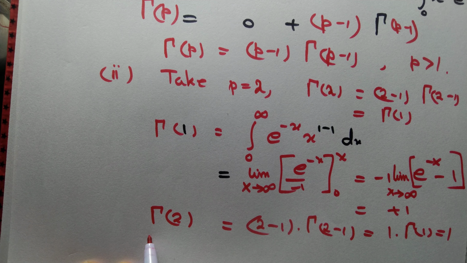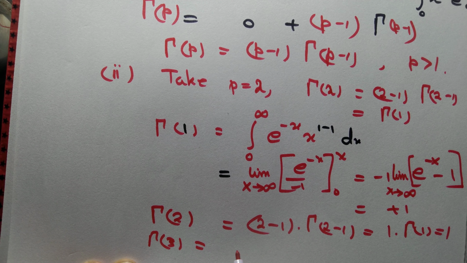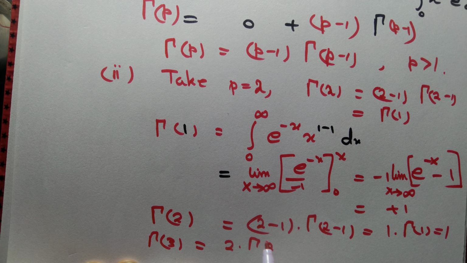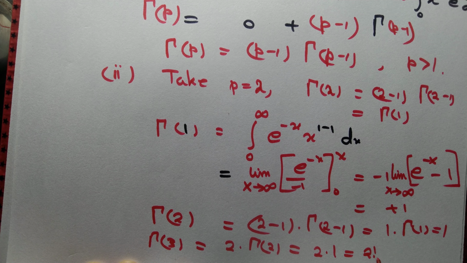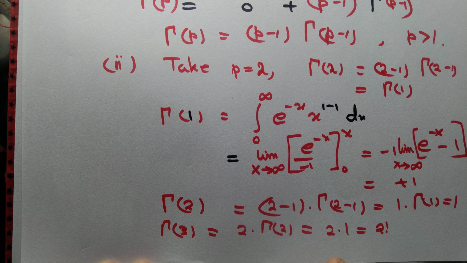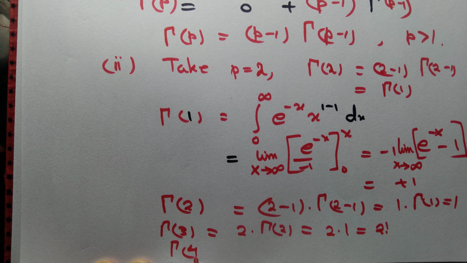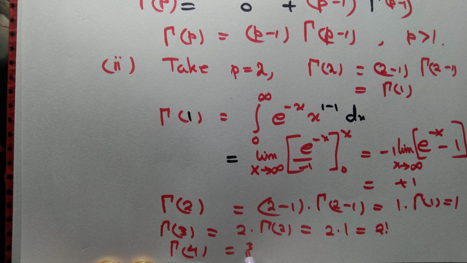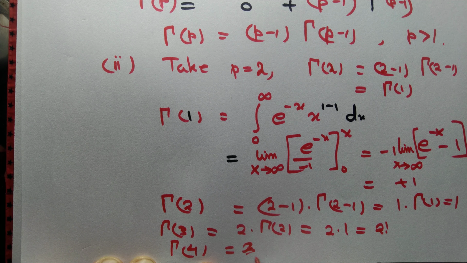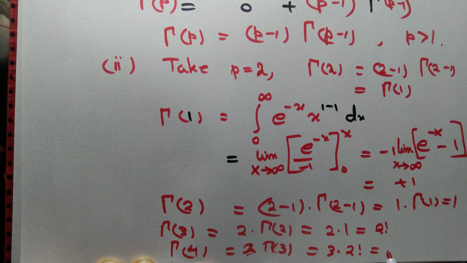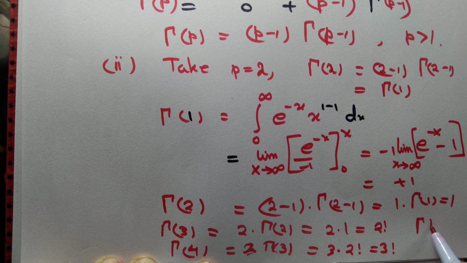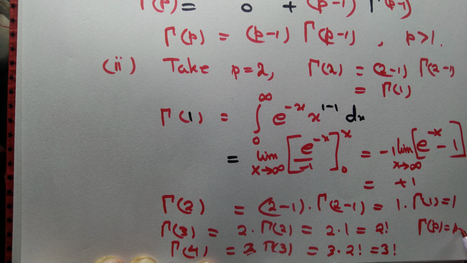Similarly, Gamma(3) equals 2 Gamma(2), and Gamma(2) we got equal to 1. So 2 into 1 is factorial 2. Similarly, Gamma(4) equals 3 Gamma(3), that's 3 into factorial 2, and that's equal to factorial 3. If we continue this way, we'll have Gamma(p) equal to (p minus 1) factorial.